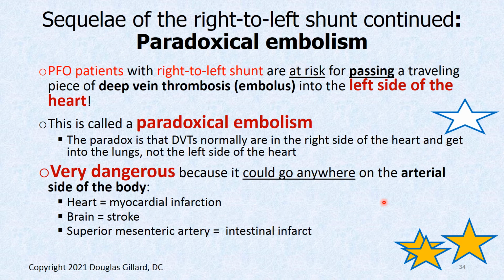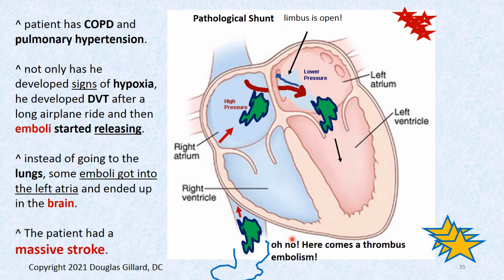Yeah, so these are very dangerous, paradoxical embolisms. As I already said, they go into the heart, they'll go down the coronary artery, they get stuck, you've got yourself a heart attack. They go up into the brain, stroke. They get stuck in the superior mesenteric artery, you have an intestinal infarct. And I could go on and on.